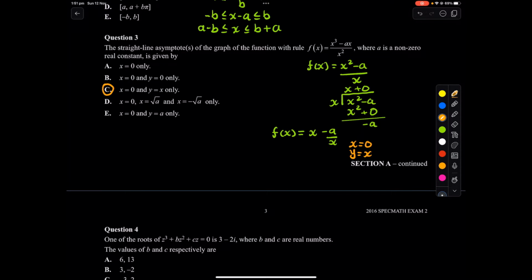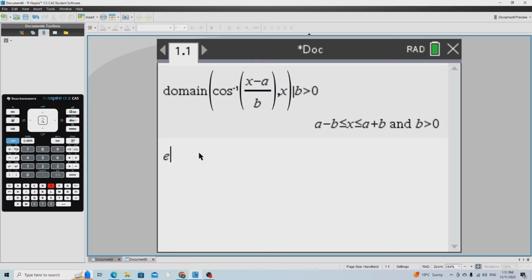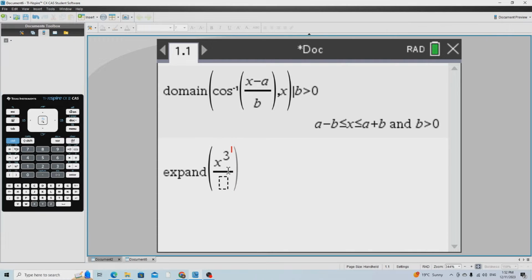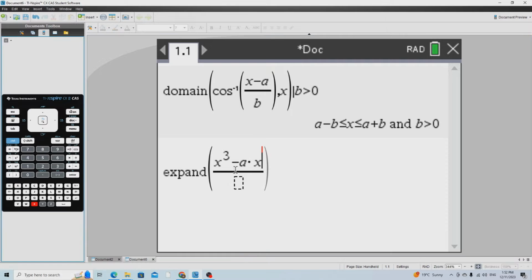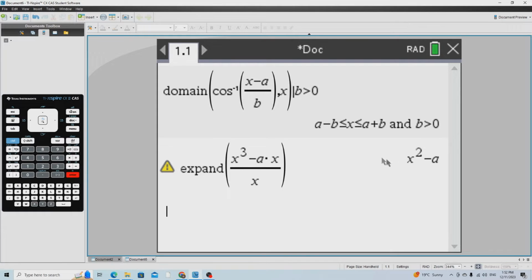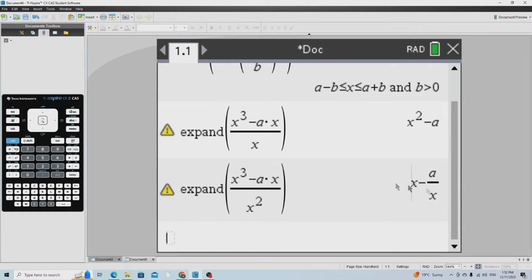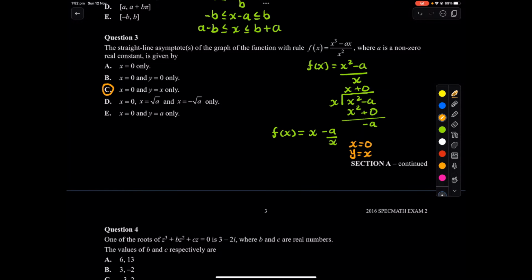If you go to our CAS, you can just go to expand, and enter x to the power 3 minus a times x, over x. Oh, I forgot to square the x, actually. And yes, as you can see, it gives you a beautiful expression like what we just got. You can also graph it if you want. But in these questions, I want to make sure to show you the algebra, how you do the questions.